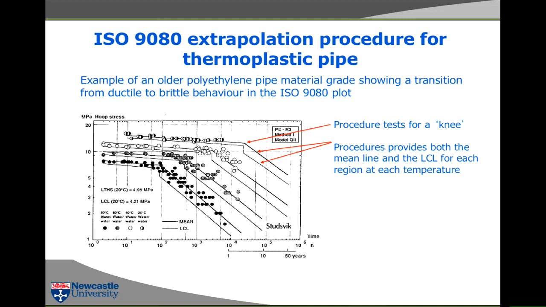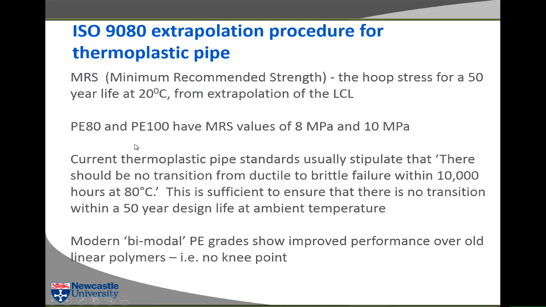That's a poor polyethylene that you wouldn't use. Now there's some other things that you need to remember. There's a thing called the minimum recommended strength, the MRS. And that's the hoop stress for a 50-year life at 20 degrees C based on the LCL.